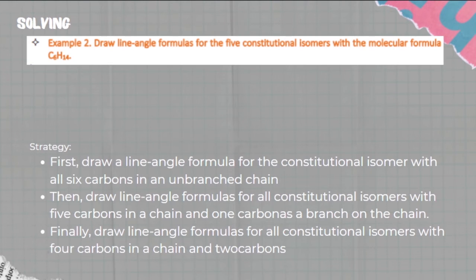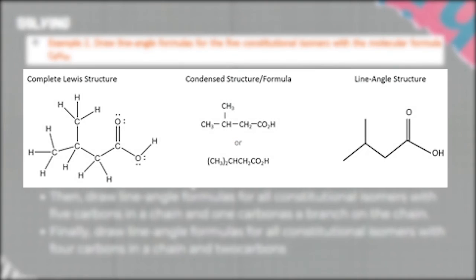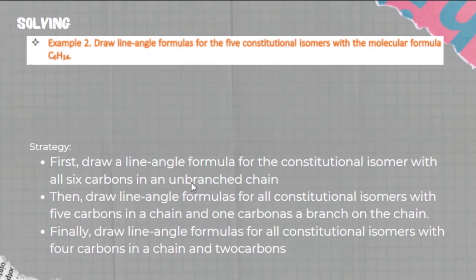Another example is to draw line angle formulas for the 5 constitutional isomers with the molecular formula C6H14. The strategy here is, first, draw a line angle formula for the constitutional isomer with all 6 carbons in an unbranched chain. Then, draw line angle formulas for all constitutional isomers with 5 carbons in a chain and 1 carbon as a substituent. And finally, draw line angle formulas for all constitutional isomers with 4 carbons in a chain and 2 carbons as substituents. If you want to answer this, feel free to pause the video.